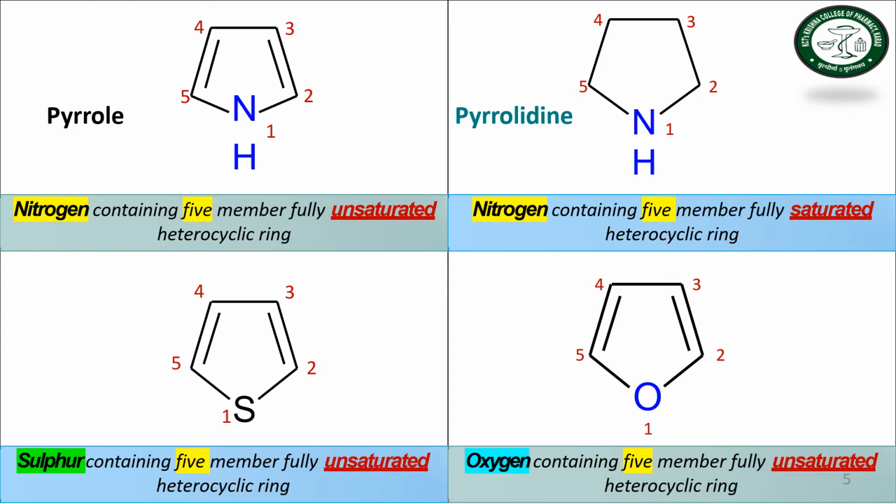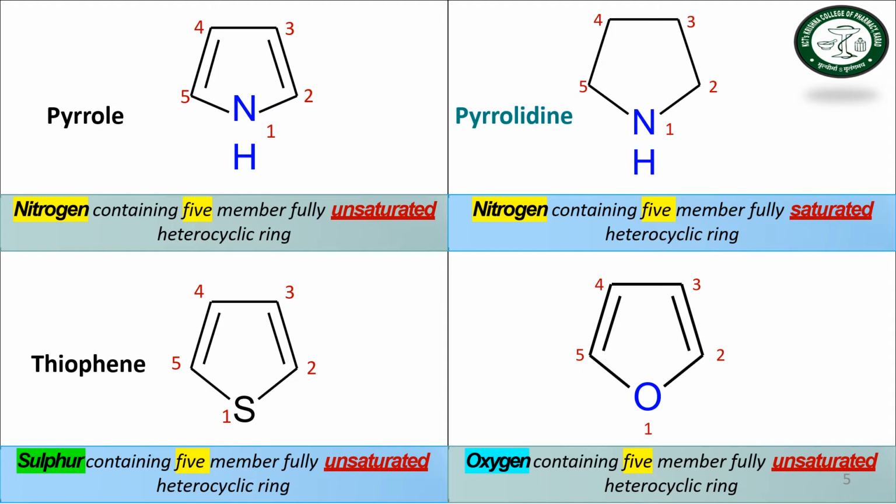Next structure is similar to this, but there is a replacement of the heteroatom. Here is the presence of a heteroatom. Whenever sulfur is present in the ring, we use the prefix thio. Five-membered ring, unsaturated. Hence, the name of that ring is thiophene.